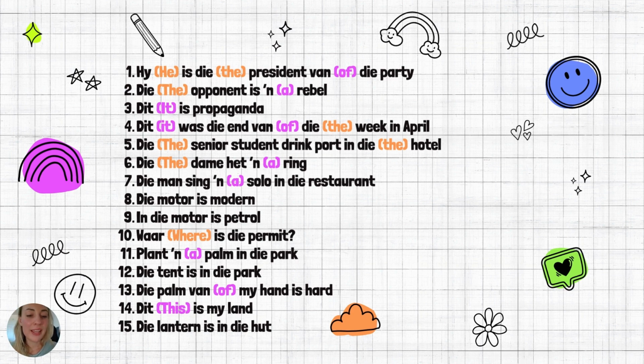Number 12. Die tent is in die park. The tent is in the park. Number 13. Die palm van my hand is hard. The palm of my hand is hard. Number 14. Dit is my land. This is my land. And finally, number 15. Die lantern is in die hut. The lantern is in the hut.